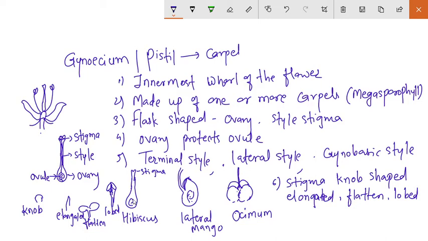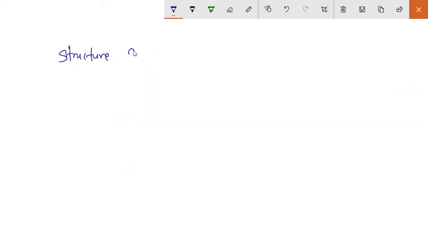Okay. Then the structure of the gynoecium. So on the basis of the number of carpels in the gynoecium, there are two different types of the gynoecium. Okay. Structure of gynoecium. So on the basis of the number of carpels.